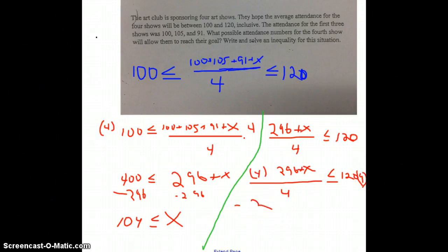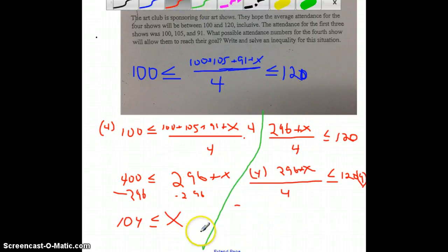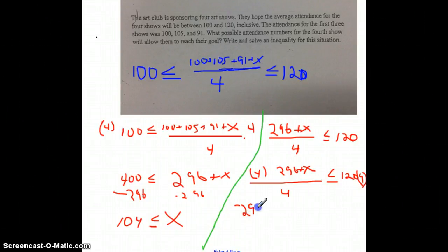296 plus x less than or equal to 480. And from here, that's a positive, so we'll subtract 296. And you get x is less than or equal to 184. If I subtract 296 here, 184.